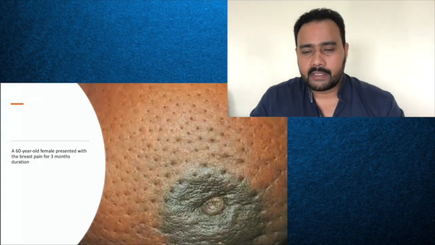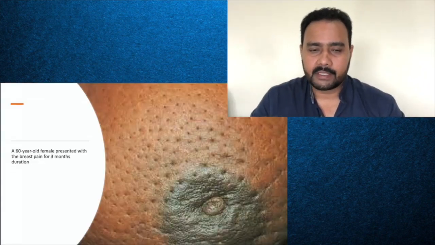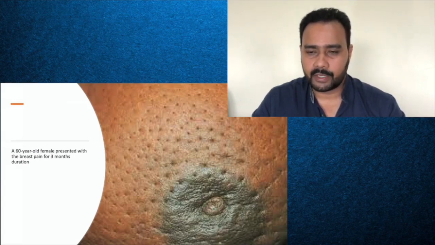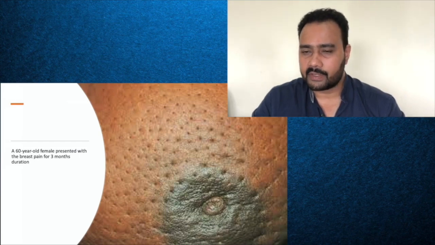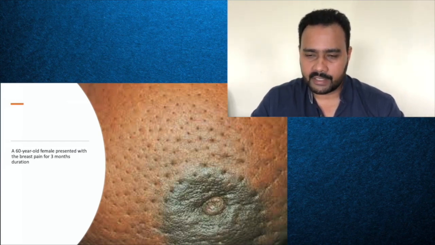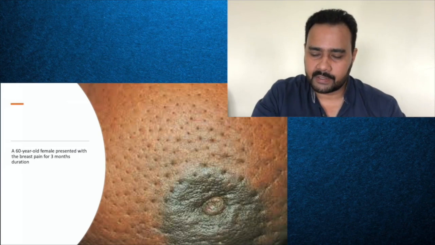This is another case, a 60-year-old female. She presented with breast pain of about 3 months duration, but when you see the patient's breast, there are some appearances like this. Why does it occur? What is the anatomical basis behind this kind of clinical condition? So we have to discuss that.